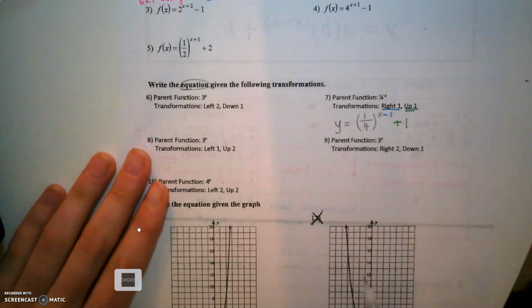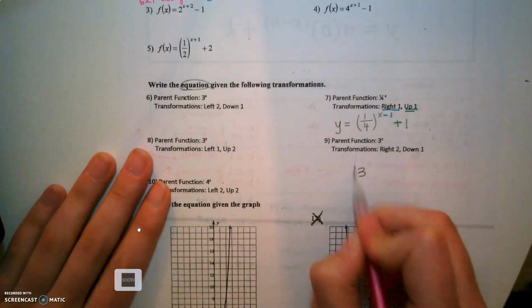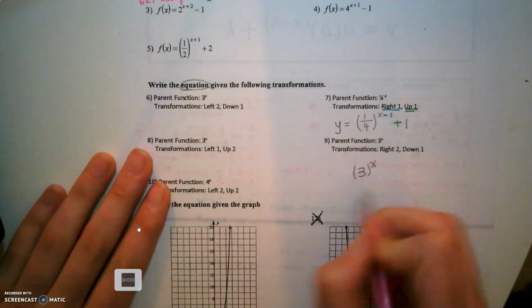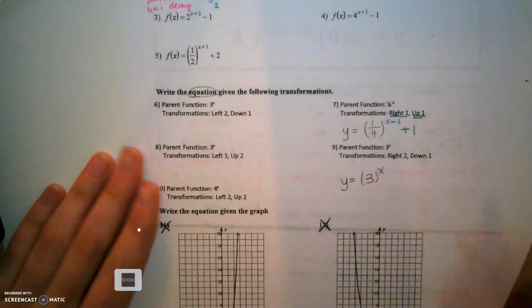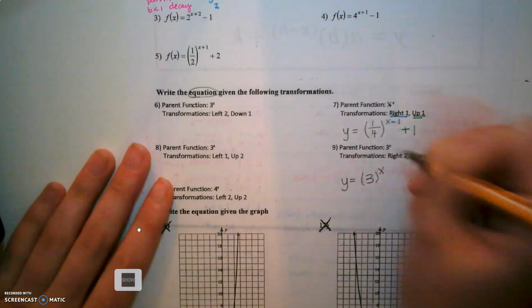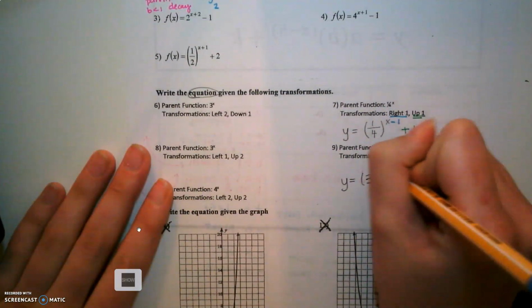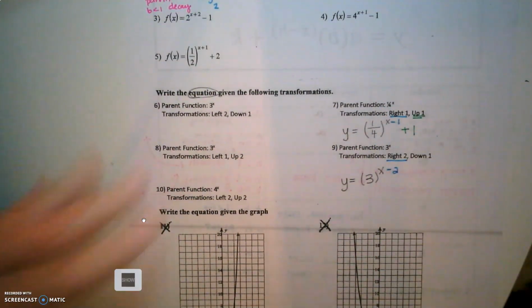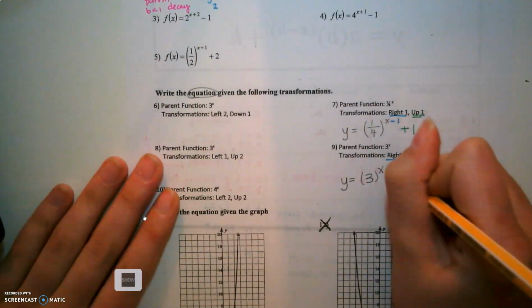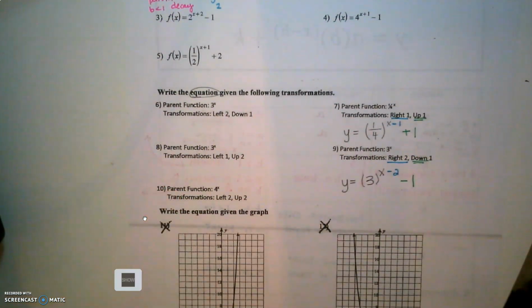So let's look at another one. My parent function is 3 to the x. It's an equation, so I'm going to write y equals. It says right 2, so minus 2, and it says down 1, so I'm going to write minus 1.